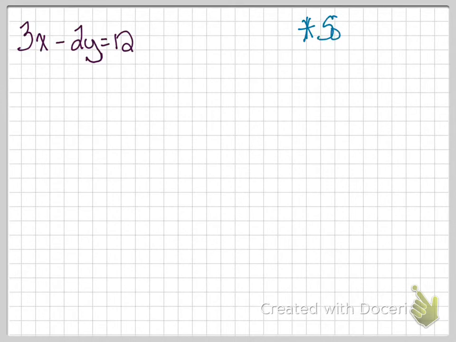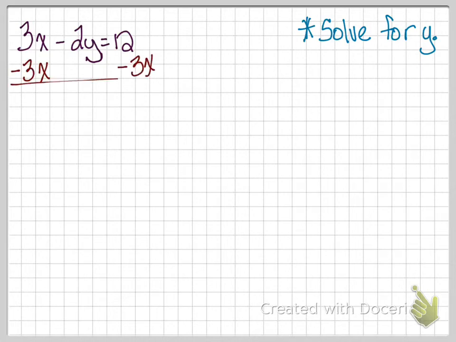So I'm going to solve for y. And we did this at the very beginning of the semester. So the first thing that I'm going to do is subtract 3x from both sides. When I subtract 3x from both sides, what am I left with? Negative 2y. Don't lose that negative. Some students forget about that negative. So I have negative 2y equals negative 3x plus 12.